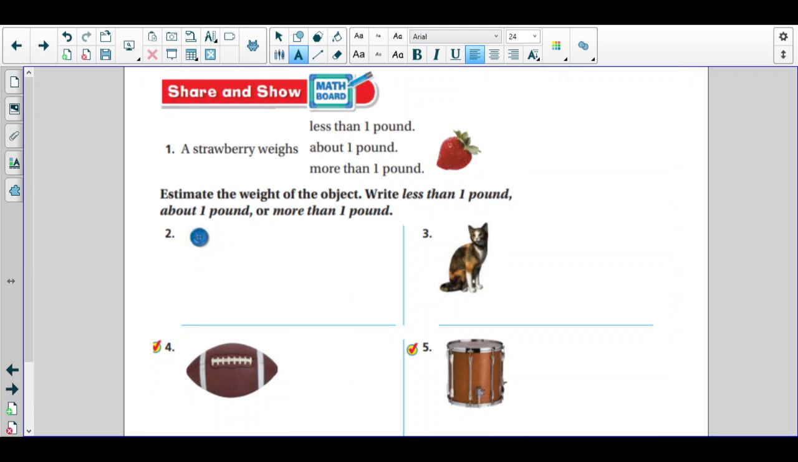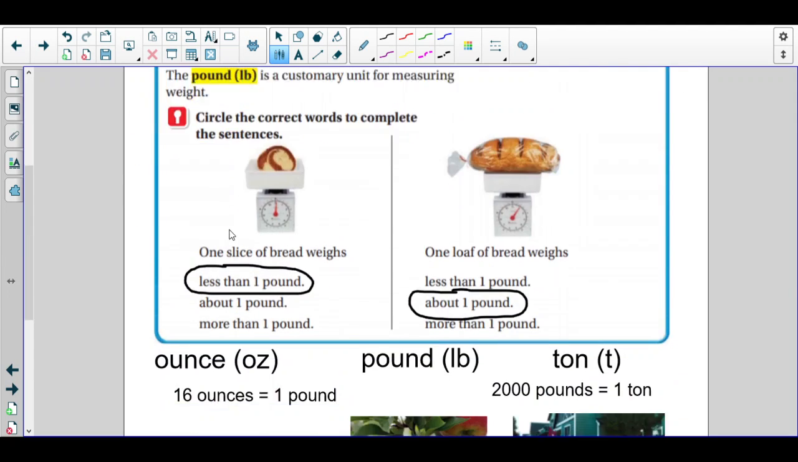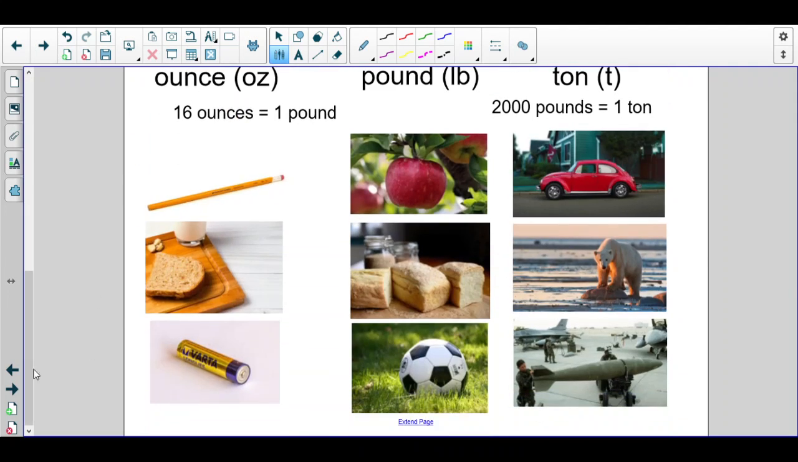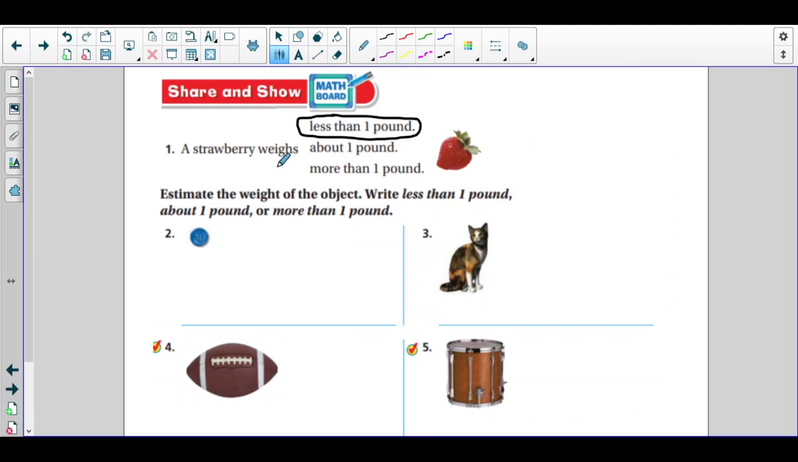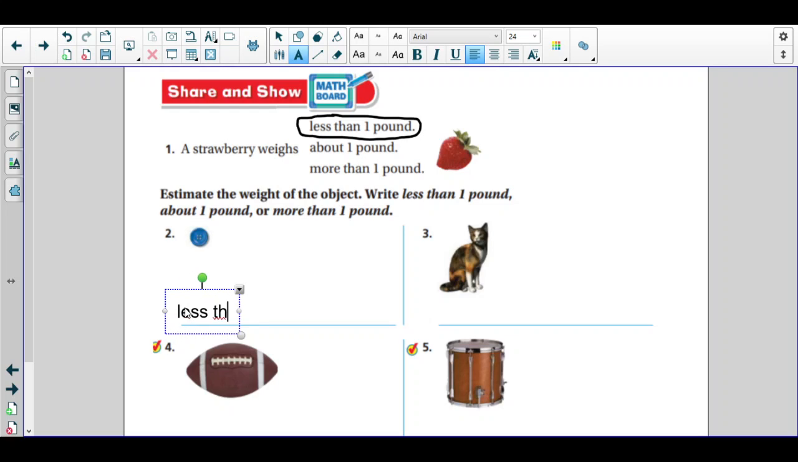So let's go ahead and go through the show and share portion of our lesson together. A strawberry weighs, you guessed it, less than 1 pound. And hopefully you can keep this reference right here in mind about how you might estimate. Is it an ounce, a pound, more than, less than? Estimate the weight of the object, write less than 1 pound, about 1 pound, more than 1 pound. Seems simple enough. This button, that's going to be less than 1 pound.